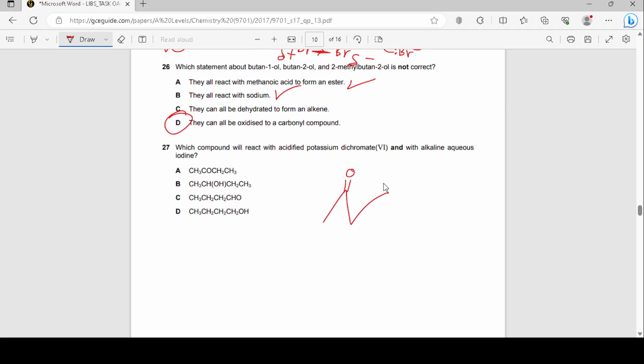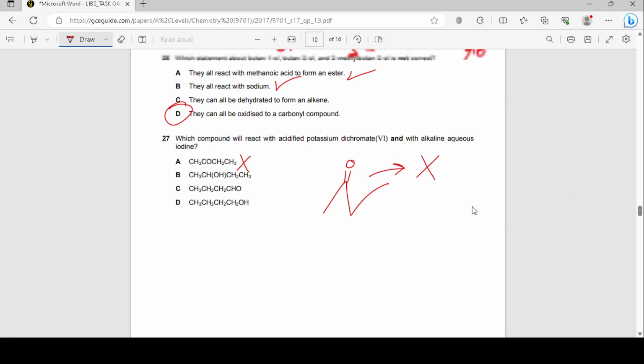Will it react with acidified potassium dichromate(VI)? No, it will not, because ketones cannot be further oxidized, for a similar reason that tertiary alcohols cannot be oxidized: there's no place to add another oxygen. So if it does not react with acidified potassium dichromate(VI), it immediately fails. You can't really choose it. So then let's go to option B.